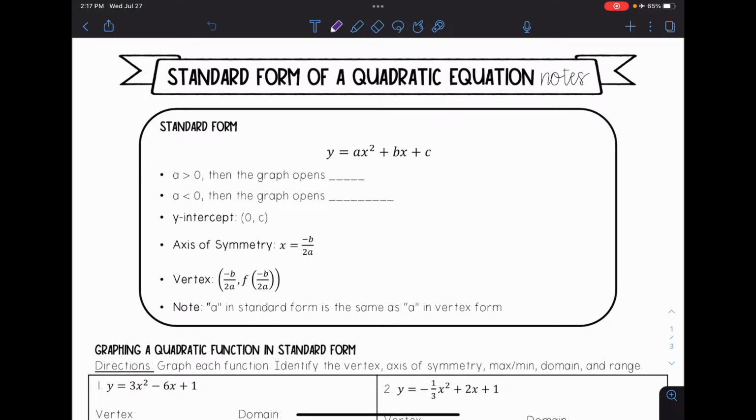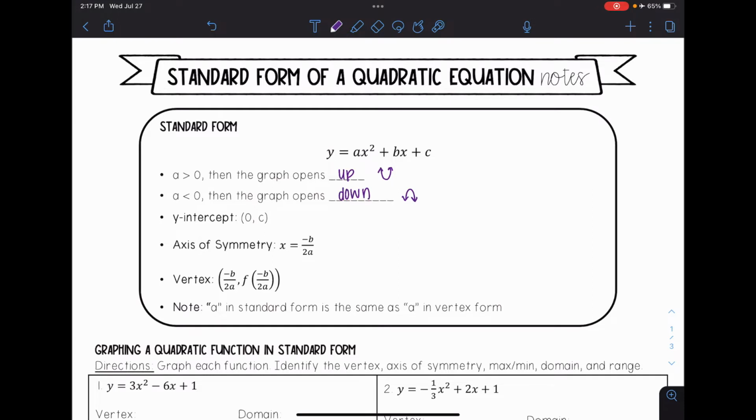First, we see that when a is greater than 0, or in other words, when our a in front of x squared is positive, then the graph is going to open up. It's going to look like a U shape. When a is negative or less than 0, then the graph opens down. And so it's going to be that shape.